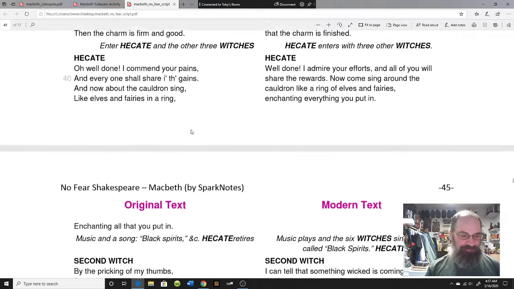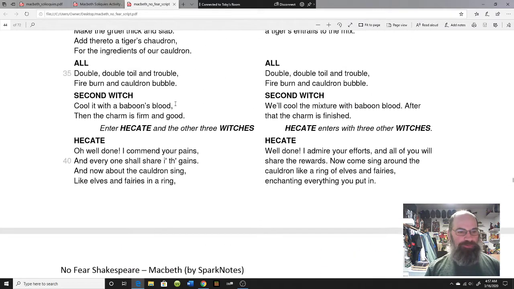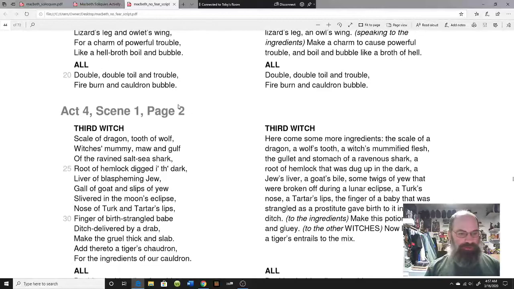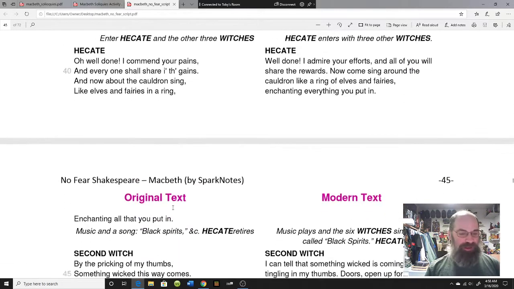All right, many people feel that this Hecate here was not written by Shakespeare because notice that it rhymes. There are many Shakespearean scholars that think that this scene was not written by Shakespeare. This is the only scene that Hecate is in. And so many people feel that this was added after the fact.